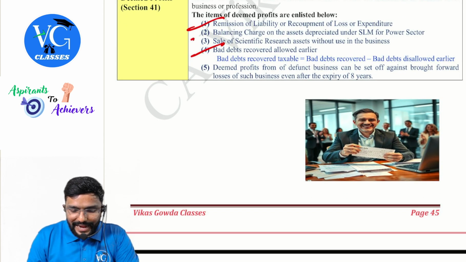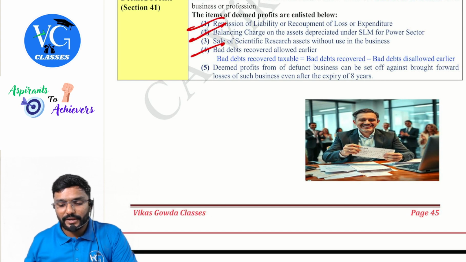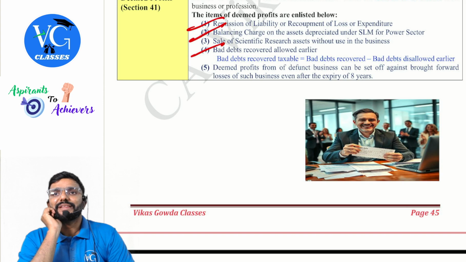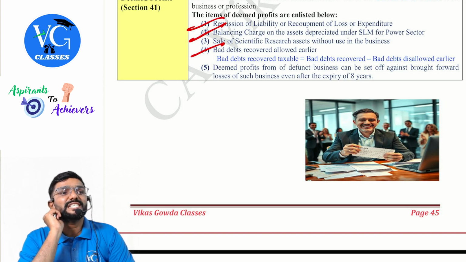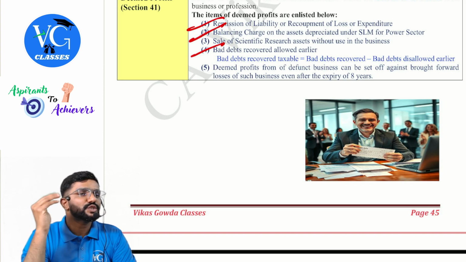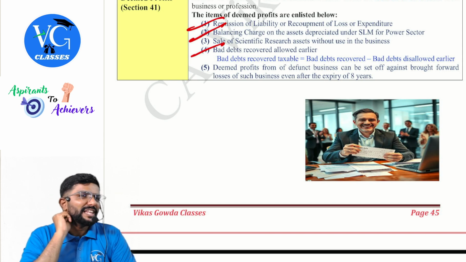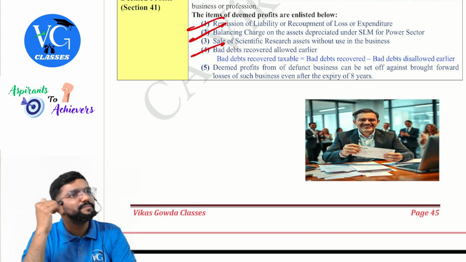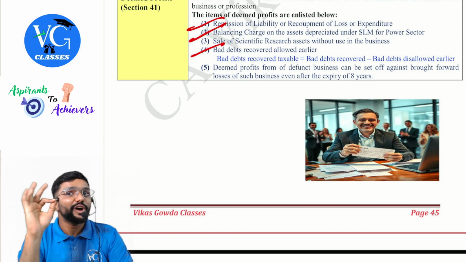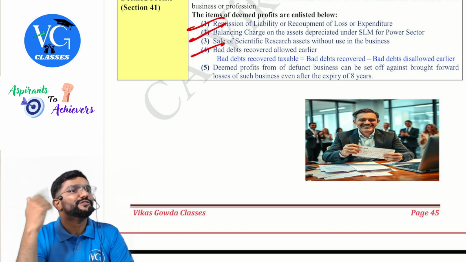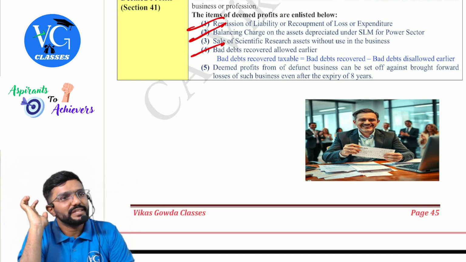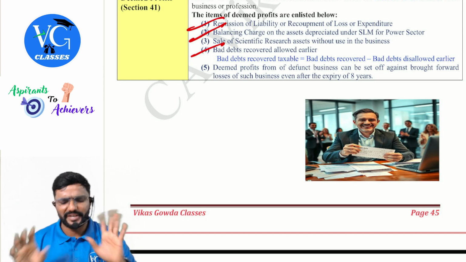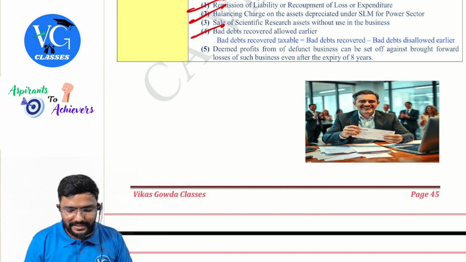Next, balancing charge on the assets depreciated under SLM for power sector. Power sector, if they are following SLM method, they will claim depreciation on asset to asset basis. And when asset is sold, if they have earned profit, they are naming it as balancing charge. Is that profit taxable under the PGBP? Yes. And if it is the loss on sale, guys, they allow it fully in the year of sale as expenditure. You can claim it. Okay. Bad debts, I already spoke with.